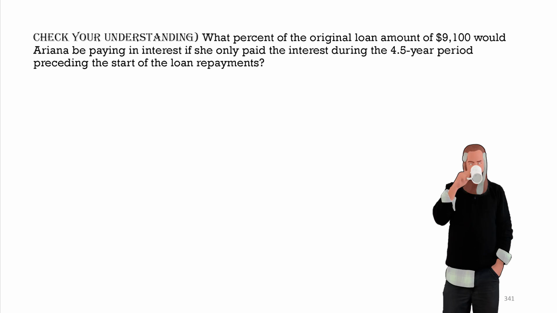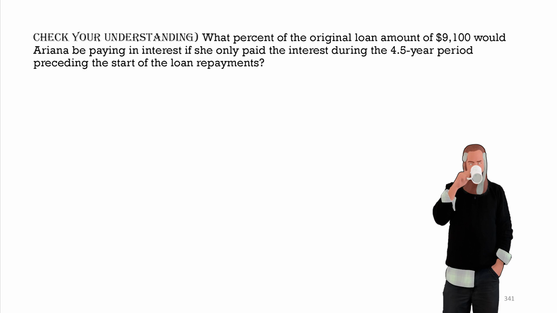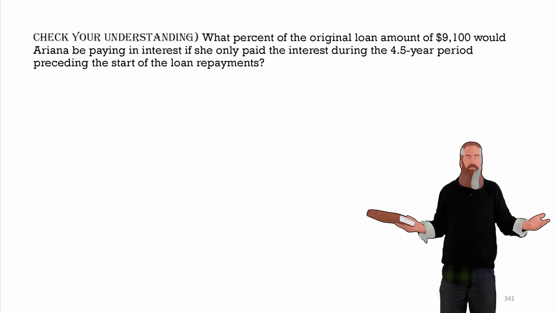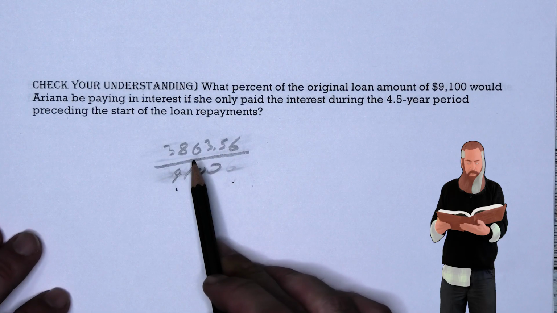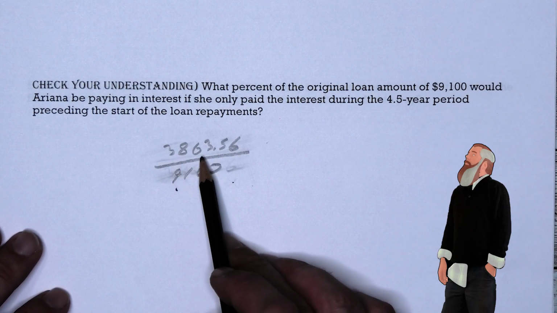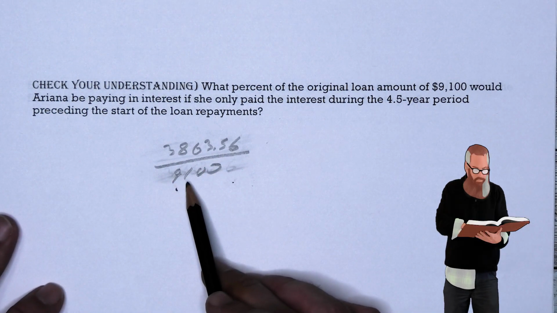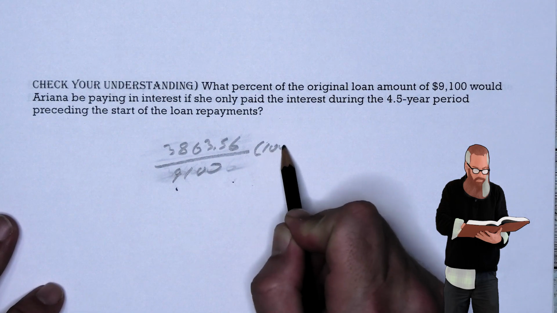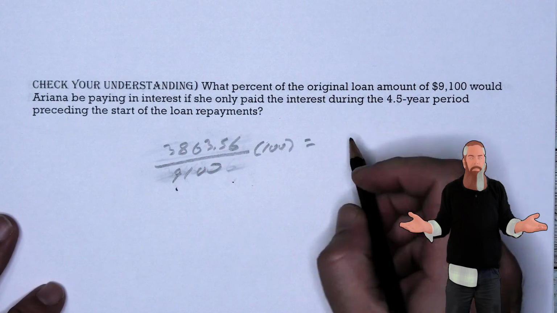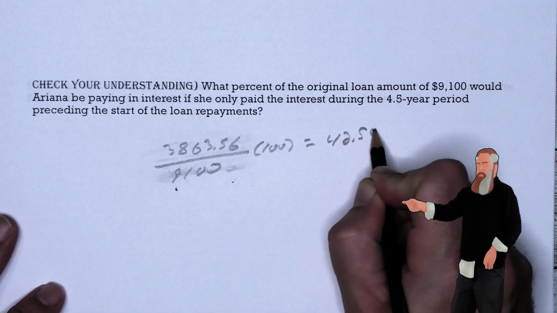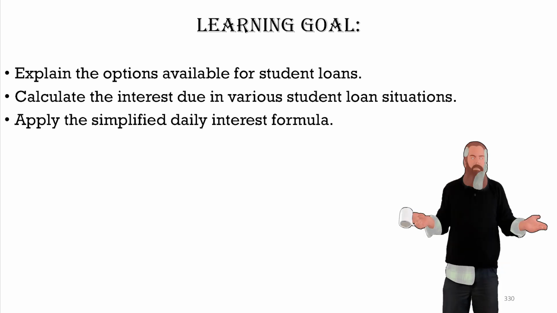What percent of the original loan amount of $9,100 would Ariana be paying in interest if she only paid the interest for the 4.5-year period preceding the start of the loan repayment? So over the life of the loan, she will have paid $3,863.56, but the loan was $9,100. If we then multiply by 100 to turn that decimal into a percent, we will get 42.5%. Now let's apply the simplified daily interest formula.